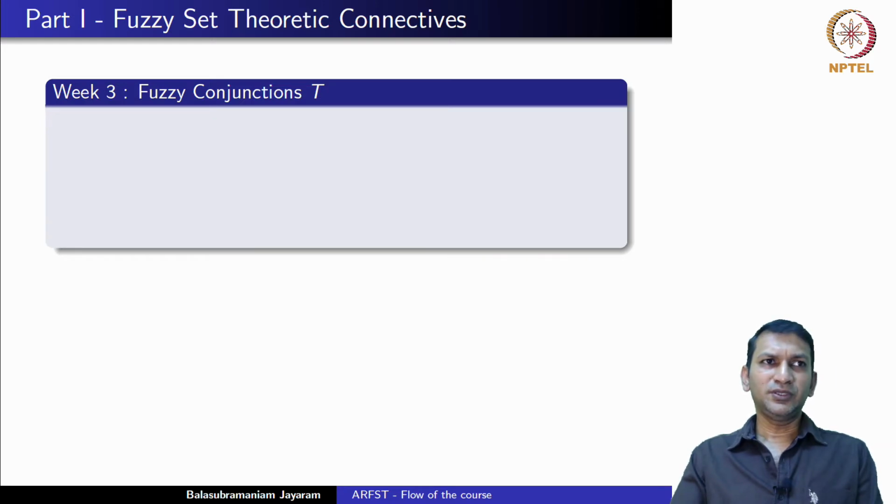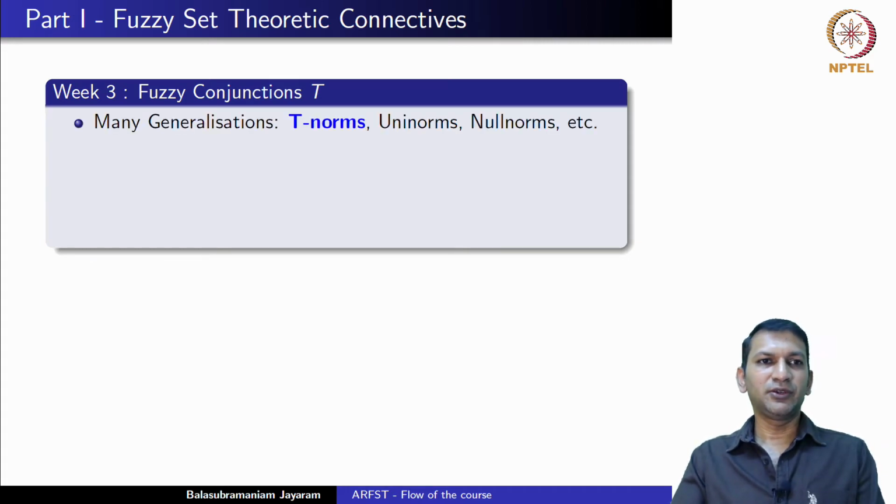In week 3 of this course, we will concentrate on one particular generalization of conjunction to the setting of fuzzy sets. There are many generalizations. As you will see, we will term them as triangular norms, uninorms, null norms, overlap functions, grouping functions, and so on. However, in this course, we will largely look into triangular norms, shortly T norms, and if there is a need that arises, we would also touch upon uninorms, null norms, and overlap functions.